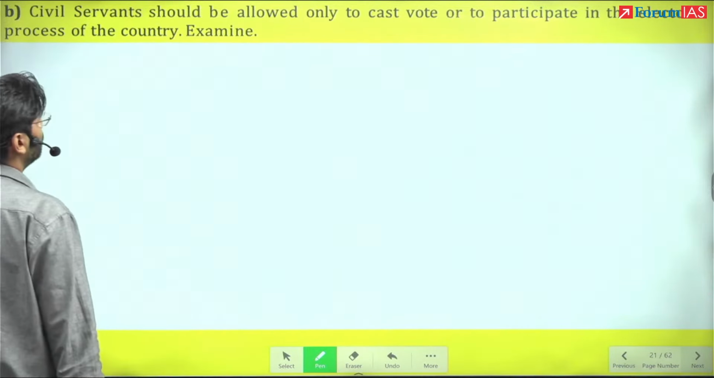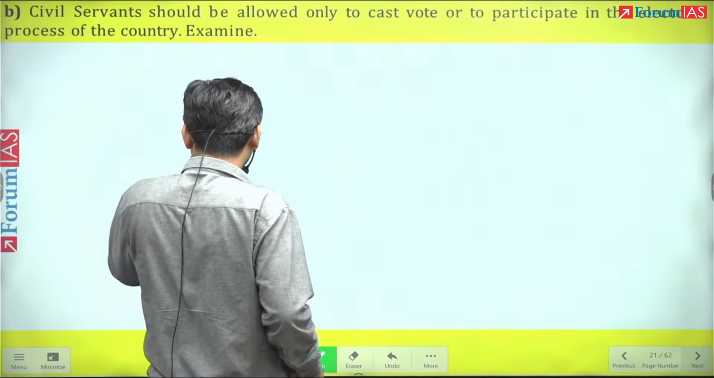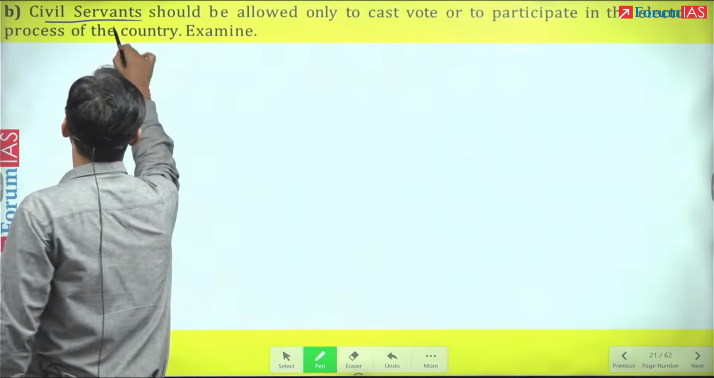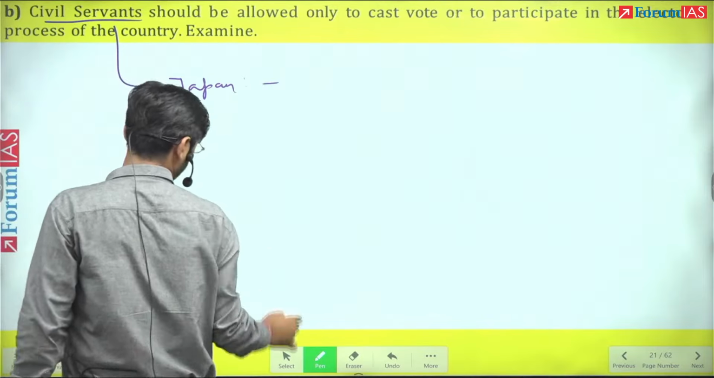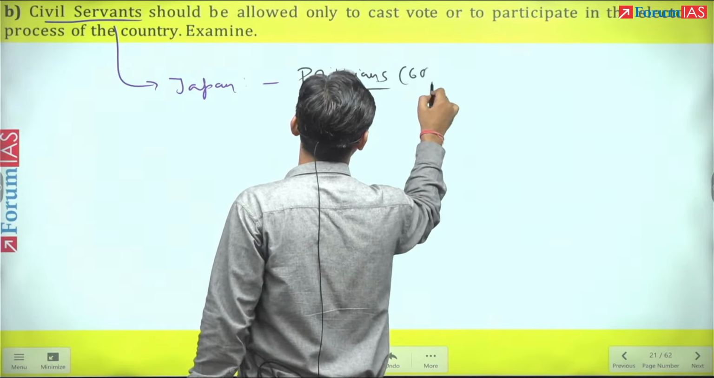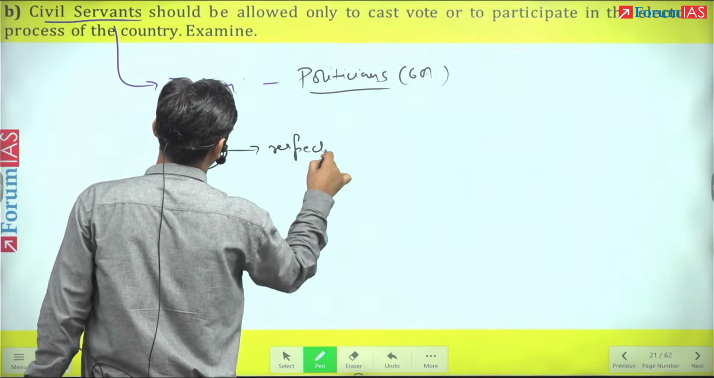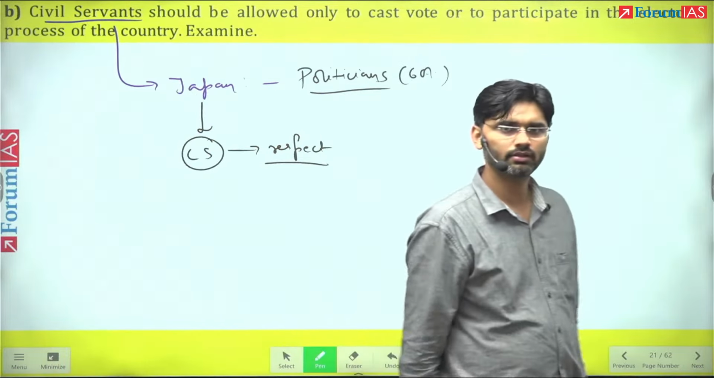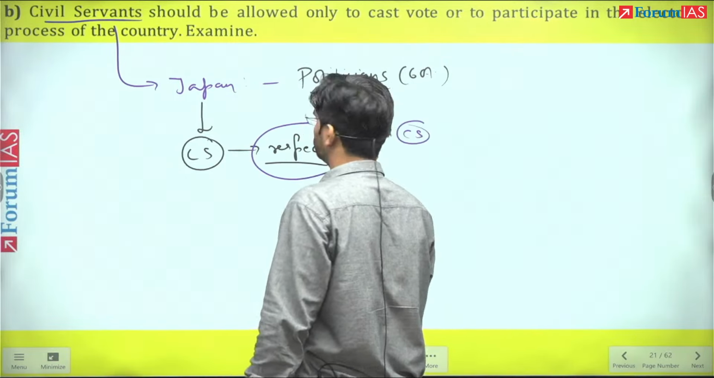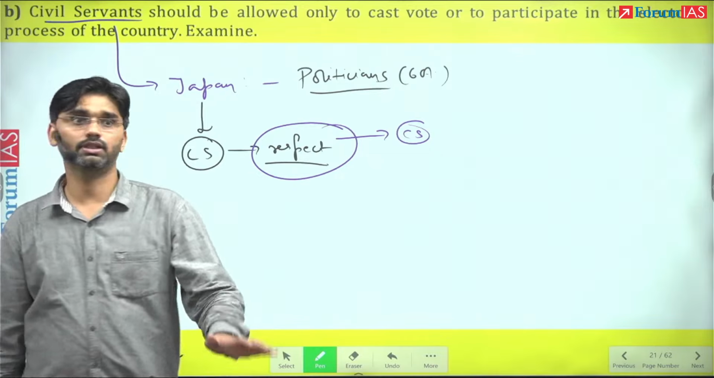Civil servants should be allowed only to cast vote or participate in the electoral process of the country. Examine. Very good question from personnel administration. There is a country called Japan. In Japan, if you observe, 60% of politicians are retired civil servants. Civil servants in terms of respect, not the kind of respect which we see, where people are making reels, not this respect. The respect of civil servants in society is very high. They are very honest.